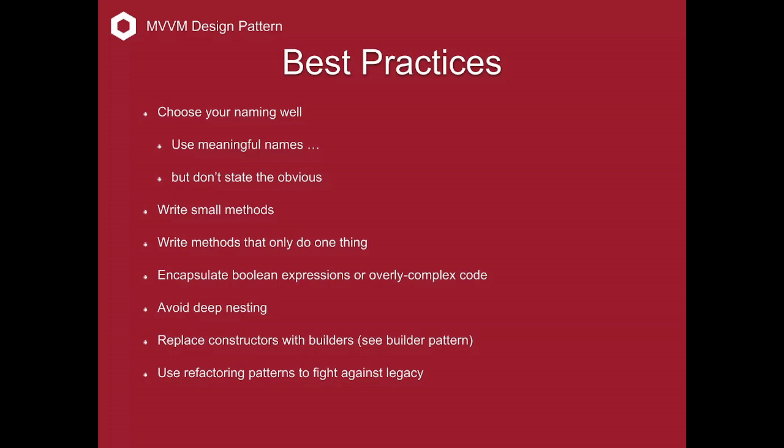The best practices are like choosing an appropriate, meaningful name. Don't use the state or obvious ones. Write small methods. The method name should try to be small, not so big. Write methods that only do one thing. In the previous example there is a method that is performing a lot of things. We have to break it down into smaller pieces.